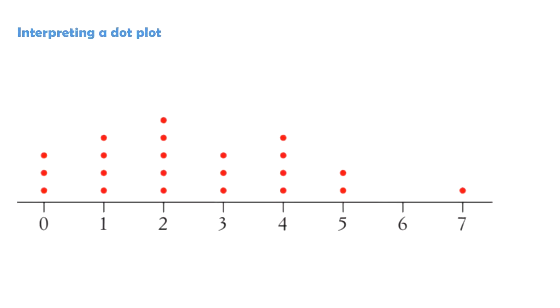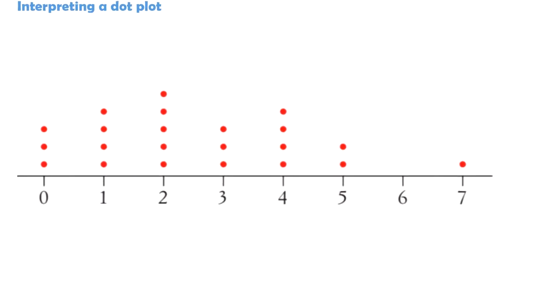So if we're trying to interpret a dot plot, here we have one on the screen, and the first thing I'll do is identify any clusters or outliers. Now there's not really any standout clustering. Most of the data is down between 0 and 5, but there definitely is an outlier down here. It doesn't fit in with the rest of the data.